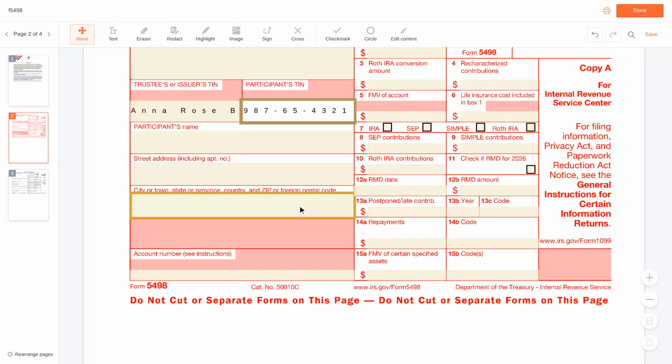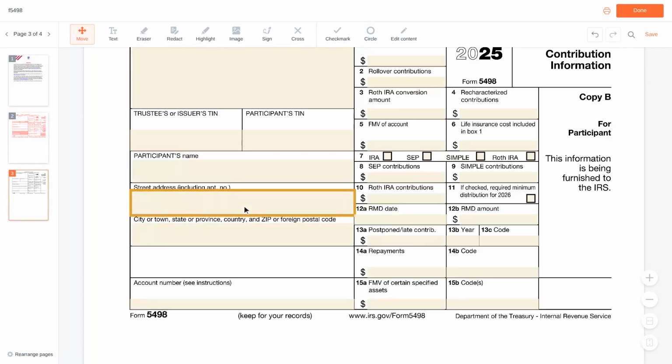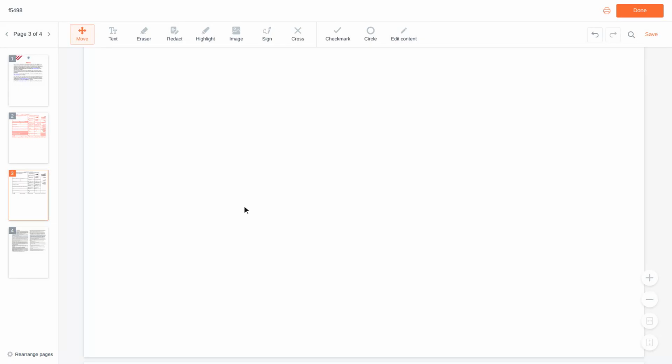Box 1 shows traditional IRA contributions made during the year. Box 2A shows the fair market value of the account at the end of the year. Box 2B is for the life insurance cost included in Box 2A for certain plans. Box 3 shows Roth IRA contributions. Box 4 shows rollover contributions. Box 5 shows the fair market value for certain non-publicly traded assets.